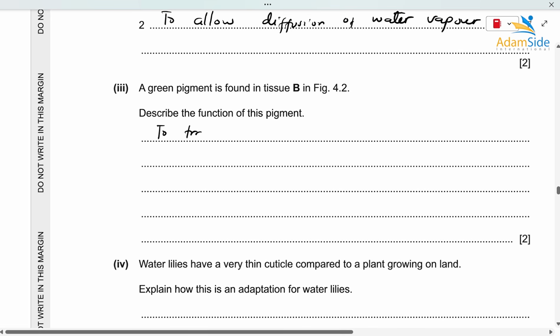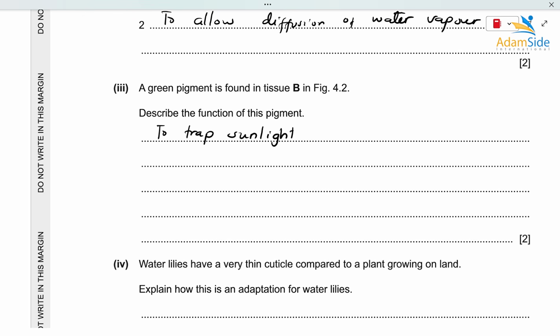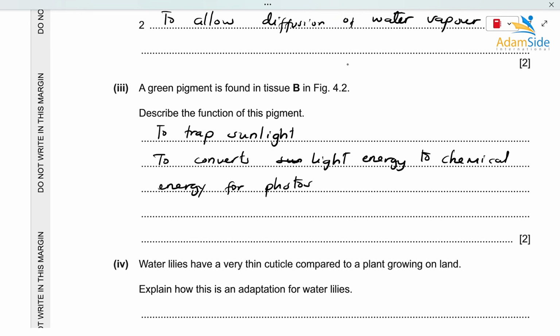First of all, its function is to trap sunlight. All right, after trapping sunlight, what does it do? It converts sunlight energy to chemical energy for the process of photosynthesis. This is what it does.